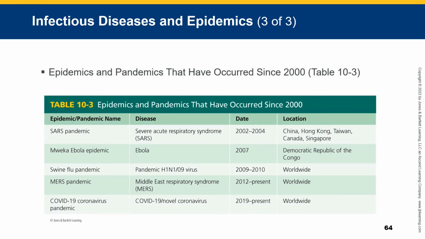This is table 10-3 that's in your book and is a list of epidemics and pandemics that have occurred since 2000 to the time of this recording in 2021. You have SARS, Ebola, swine flu, MERS, and most lately COVID-19.